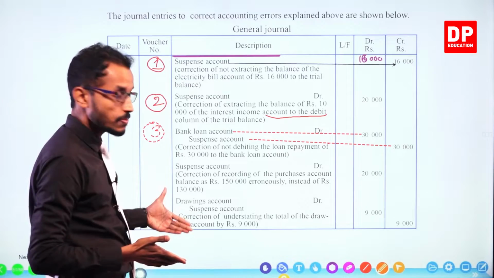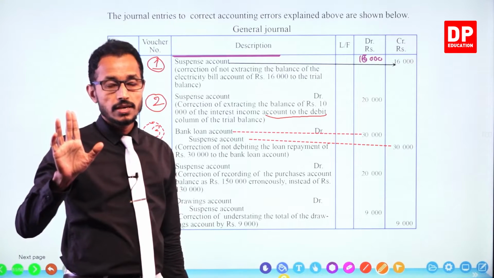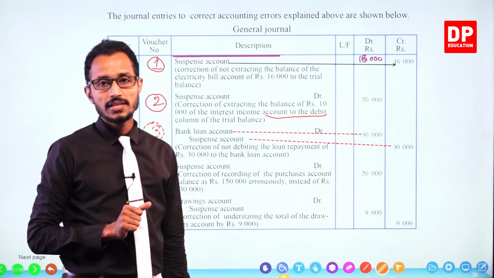These are the journal entries. That means the double entries. And to prepare the suspense account.